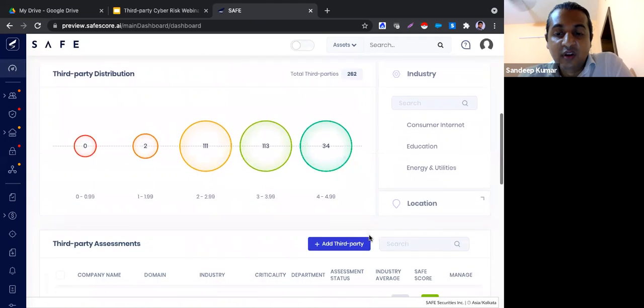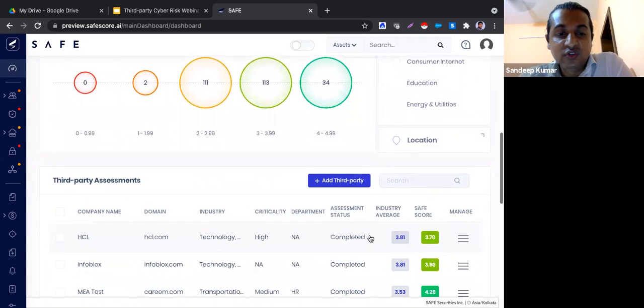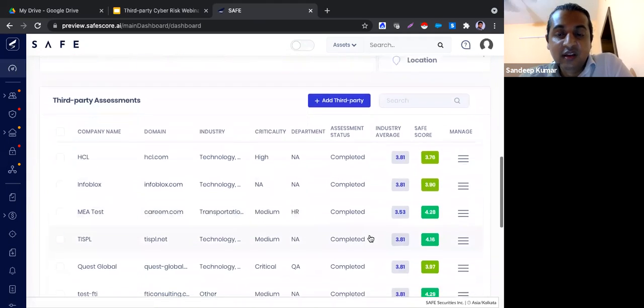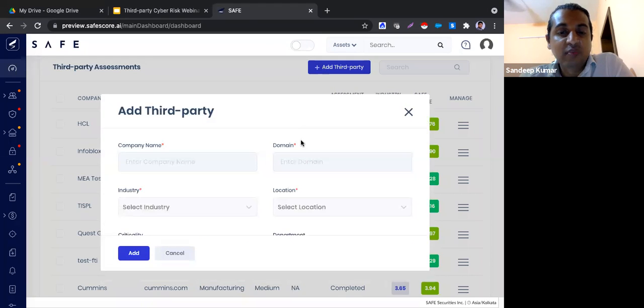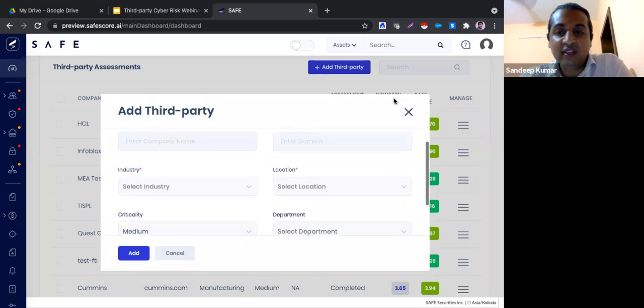It's really quite easy for organizations to onboard a third party. They just need to add the third party here and enter the company name, the domain name, the industry, and the location.